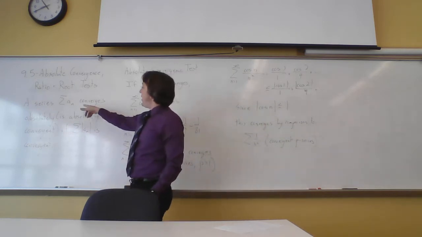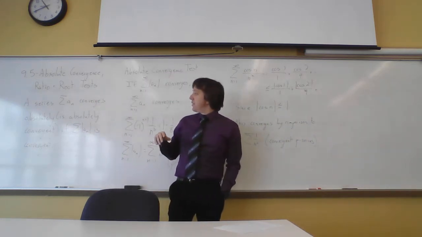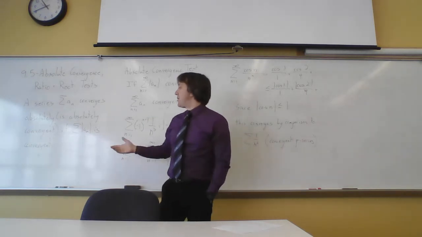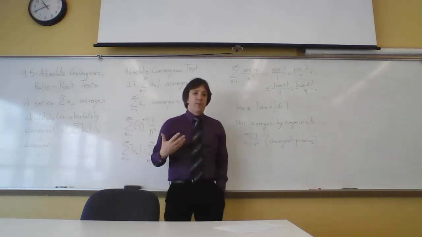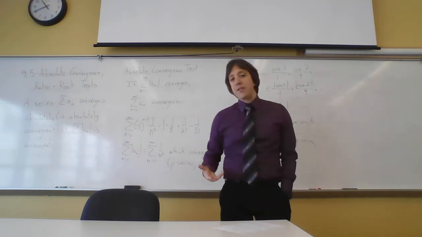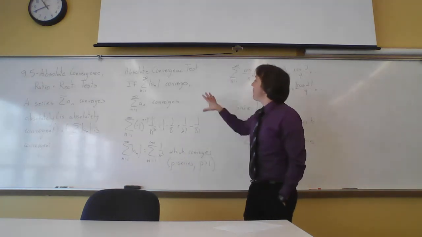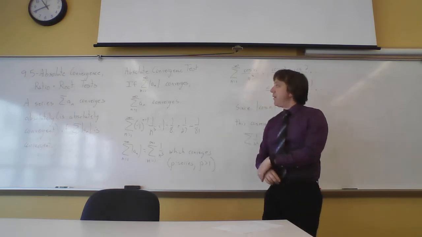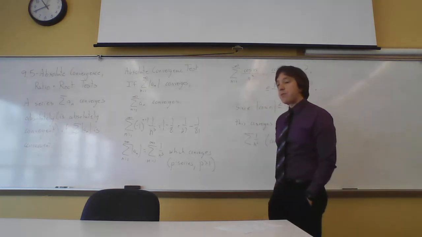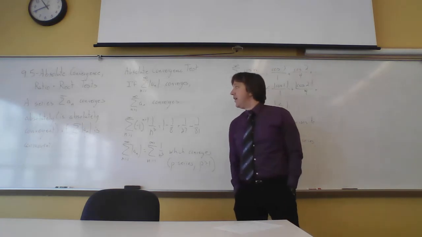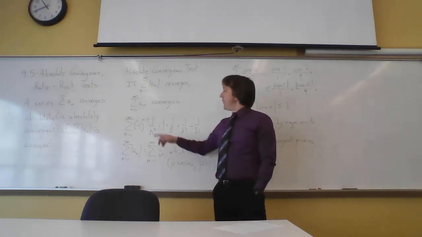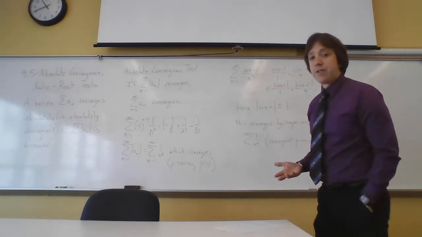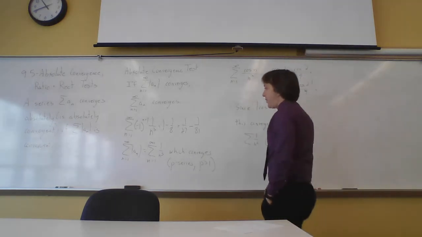So a series a sub n is said to converge absolutely, or is absolutely convergent, if the sum of the absolute values of the terms is convergent. So that's just a little definition. So here's our absolute convergence test. If the sum from n equals 1 to infinity of the absolute value of a sub n converges, then the sum n equals 1 to infinity of a sub n converges. So basically, if your series is absolutely convergent, it is also convergent.